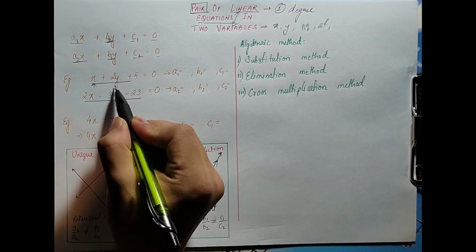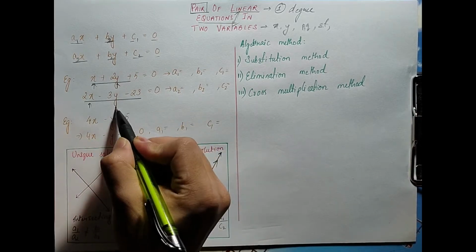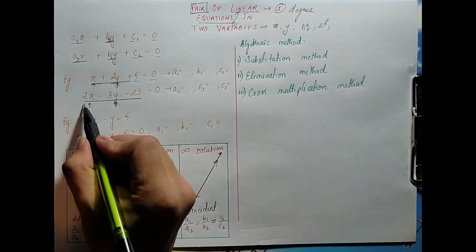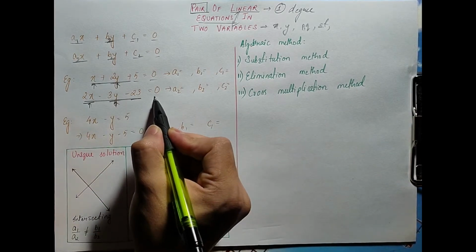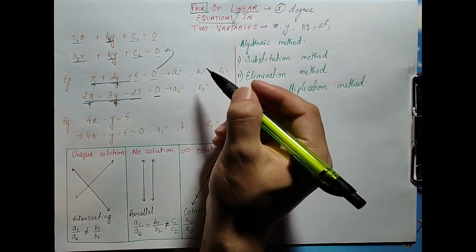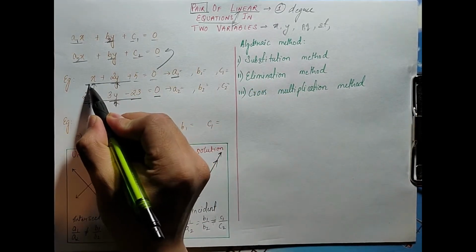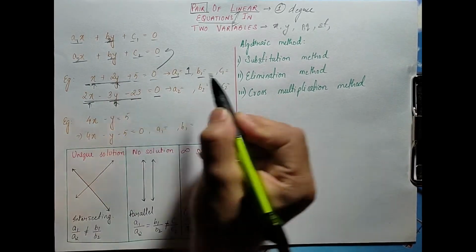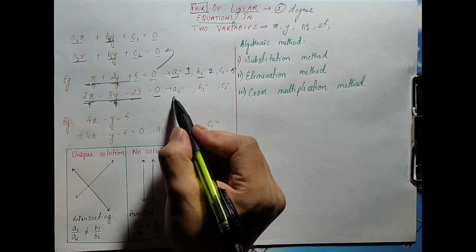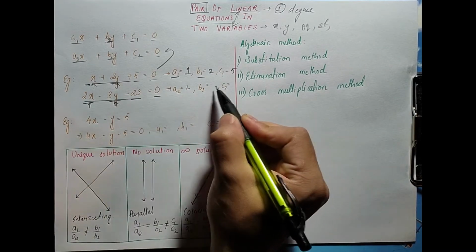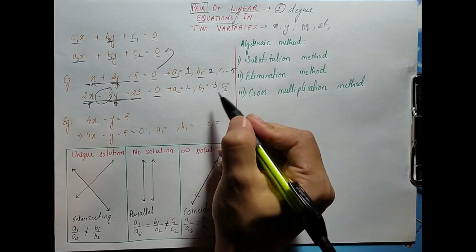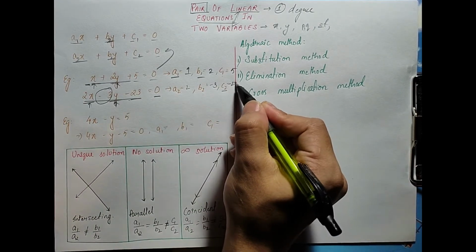You see the variables are x, y, and even here it is x and y. So it is x plus 2y plus 5 equals 0 and 2x minus 3y minus 23 equals 0. If you compare this with the general equation, we get a1 to be 1, b1 to be 2 and c1 to be 5. Whereas for this one, a2 will be 2, b2 will be minus 3, even this minus will come into picture, and c2 will simply be minus 23.